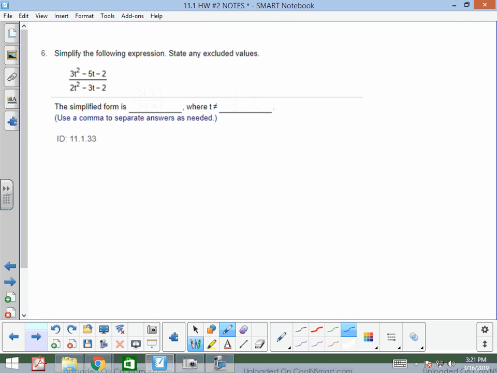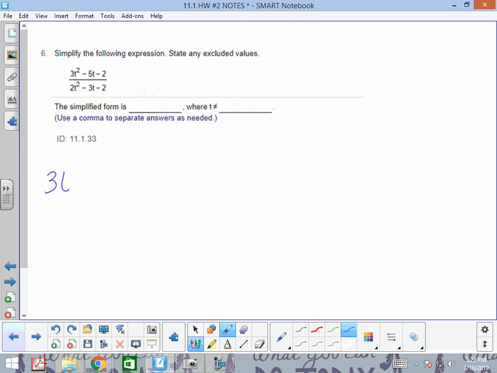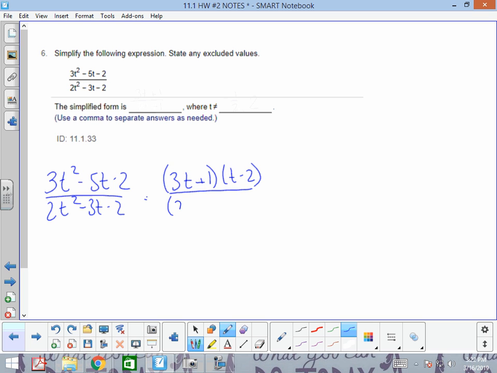All right. Last one. Number 6. Another one. We have 2 trinomials, one on top, one on bottom, and we need to do the guess and check. So this factors into 3t plus 1, t minus 2. The numerator factors into 2t plus 1, t minus 2.